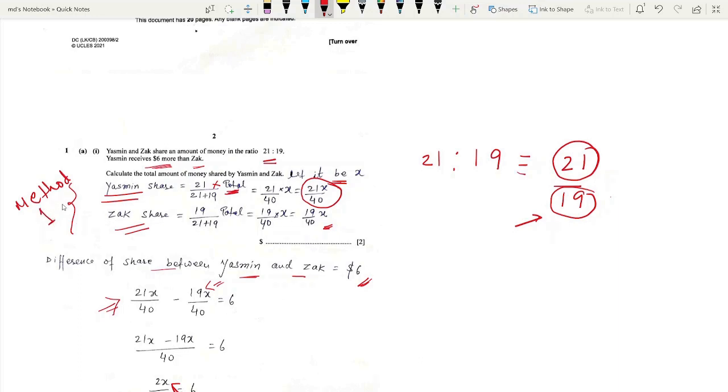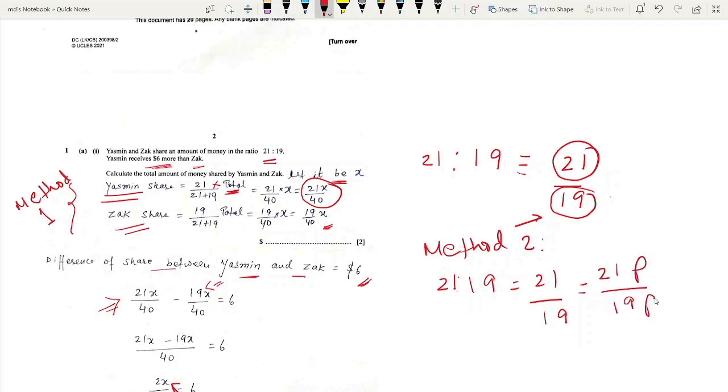I am revising means I will try to give you more than one method as well. Whenever I can find, I can give another method also. So this question can be solved by another method as well. How we can solve that? Let us understand here. So method 2 will be: the ratio is given, right? 21:19, which can be written as 21/19, right? And 21/19 also can be written as 21 times p over 19 times p. p is just another number. This p and this p you can cancel, still you will get 21/19.